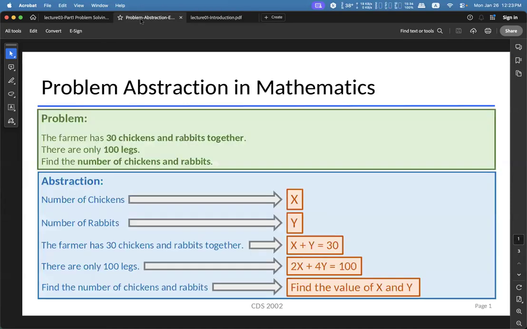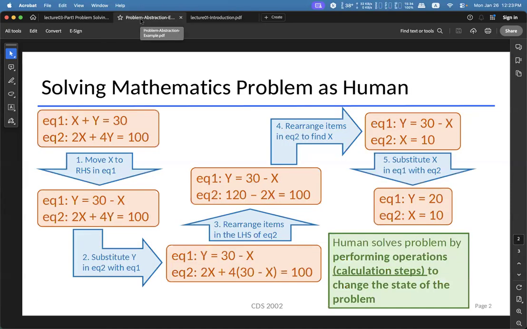As you can see here, if you are a human, the first thing you do is perform mathematical operations like this. For equation 1, you move the x to the right hand side. Then you put y equals 13 minus x into equation 2, rearrange the terms, and calculate the x value. After you calculate the x value, you put it back into the first equation, and then you get y.